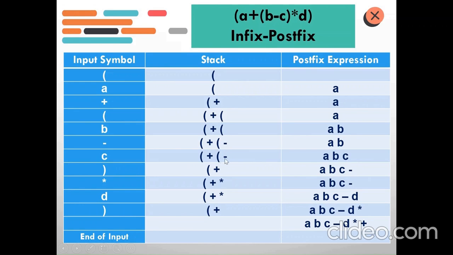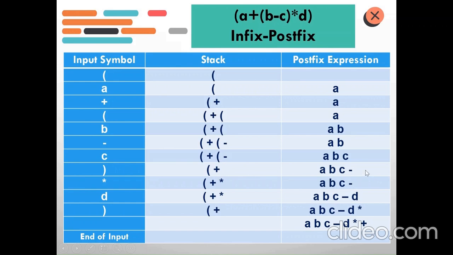So since we have only one operator here, it would be pushed to the postfix expression till this opening bracket is encountered. So here, after popping minus and inserting it in the postfix expression, we have encountered this opening bracket, which would be discarded simply but not put into the postfix expression. So the contents of the stack would now be only this opening bracket and plus.